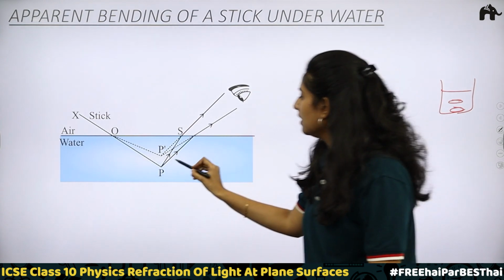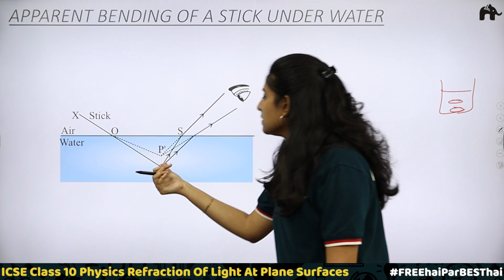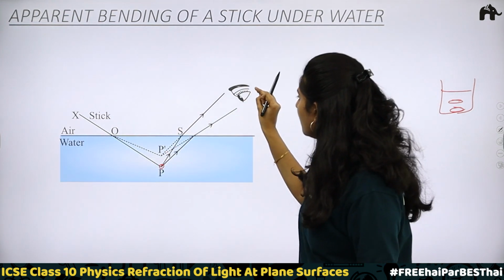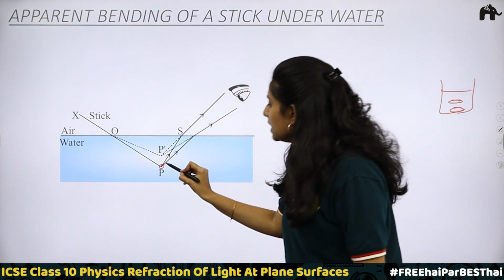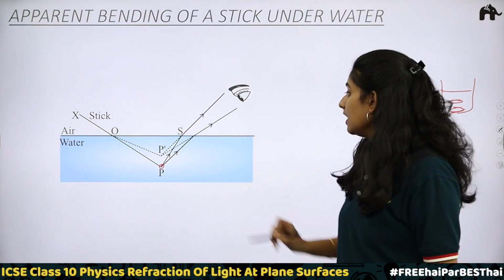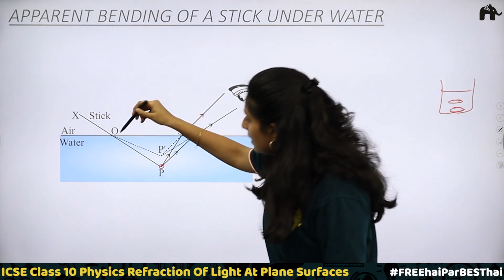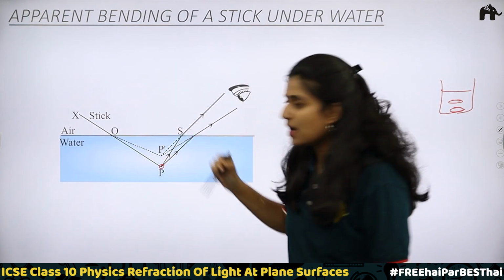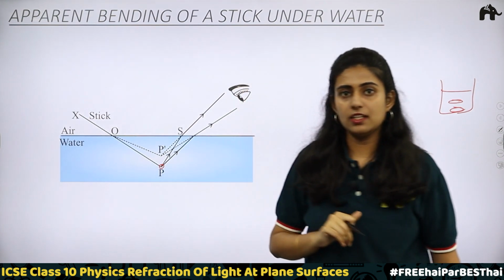So here, in place of the coin, let us consider this point P of the stick. What happens to this point P of the stick? It should appear raised when viewed from another medium, that is, when viewed from air. So this point P will appear at point P dash, that is, the end of the stick will appear at P dash. We have different points on this line. When you consider this OP part of the stick, each of these points will appear to be raised.